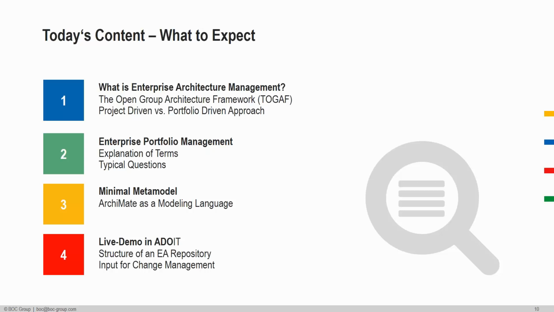I'll then introduce what enterprise portfolio management is, and we'll look at some of the typical questions that such an initiative is trying to answer and to address. We can then begin to examine what sort of a meta model is required to support such an initiative, and we'll see what ArchiMate offers as a modeling language and how we can apply the ArchiMate approach in a more minimal kind of meta model, a more targeted approach based on your stakeholders' requirements.